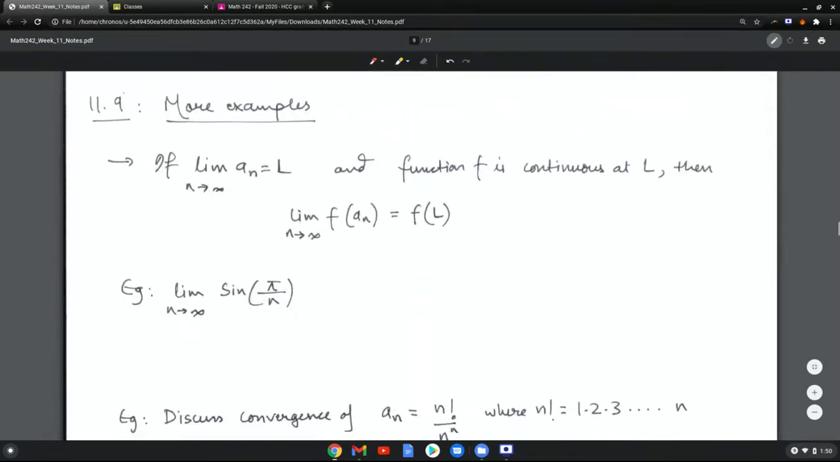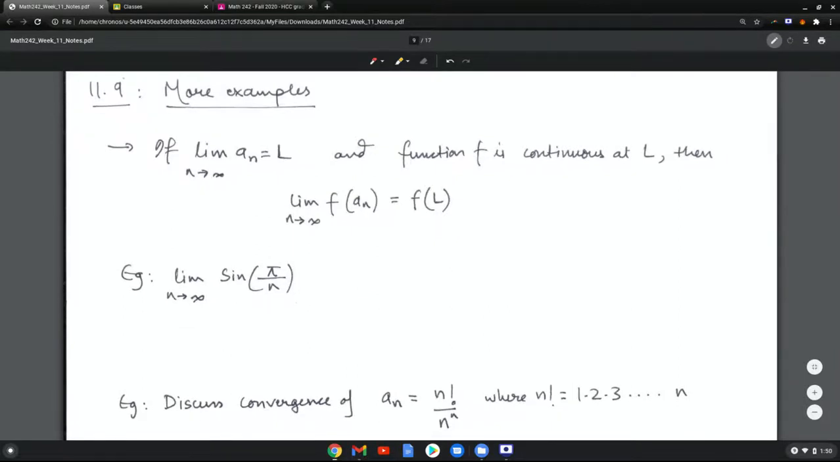Some more examples. If the limit of a sequence is L and the function f is continuous at L, then the limit of the function of the sequence is the value of the function at the limit point. So here, this would just be sine of 0, which is 0.